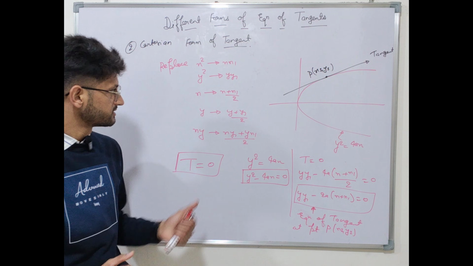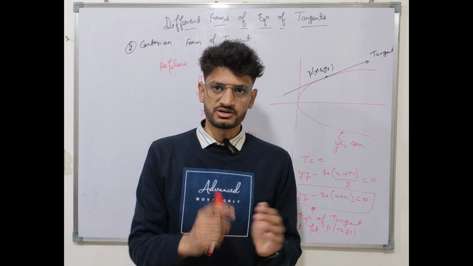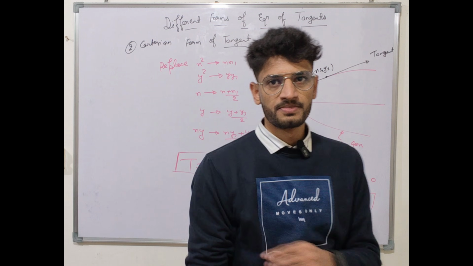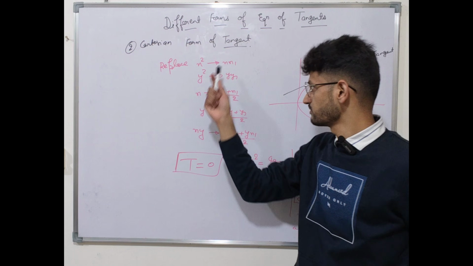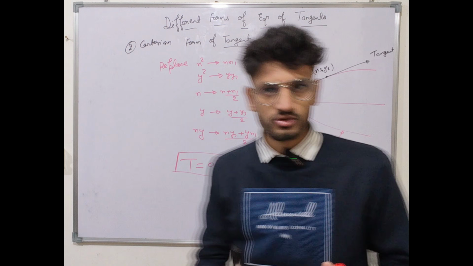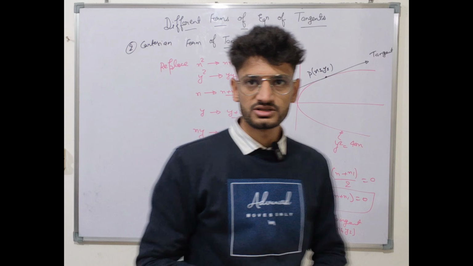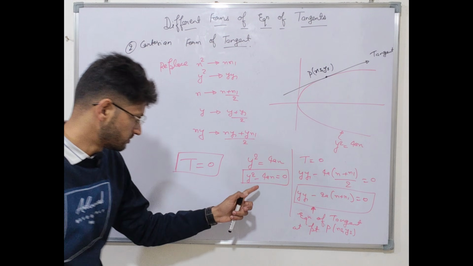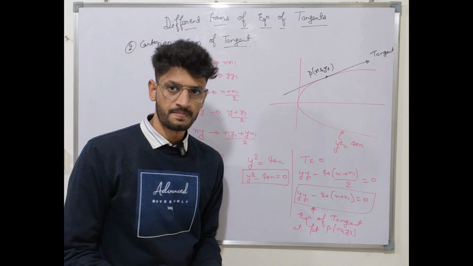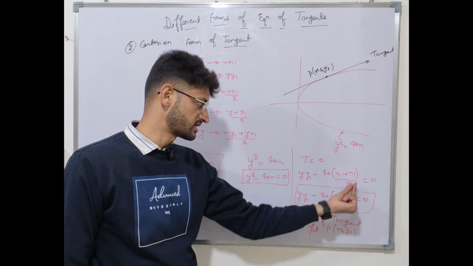So let me again summarize this. If we have any curve and we need to write, and we have a point on the same curve, then we can use the result T equals 0 to write the equation of tangent. What we have to do: we have to replace x square with xx1, y square with yy1, x with x plus x1 upon 2, and y with y plus y1 upon 2, and the xy term with xy1 plus yx1 upon 2 of the given curve. So from there we can write T equals 0. In case of y square equals 4ax, we can write y square minus 4ax equals 0. To write T equals 0, we need to substitute y square with yy1 and x with x plus x1 upon 2.